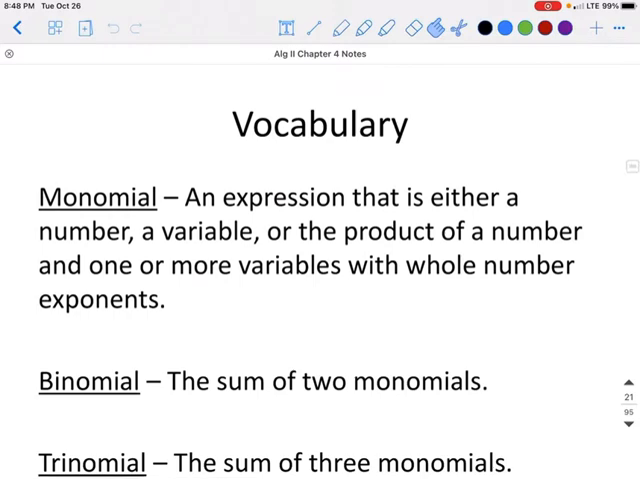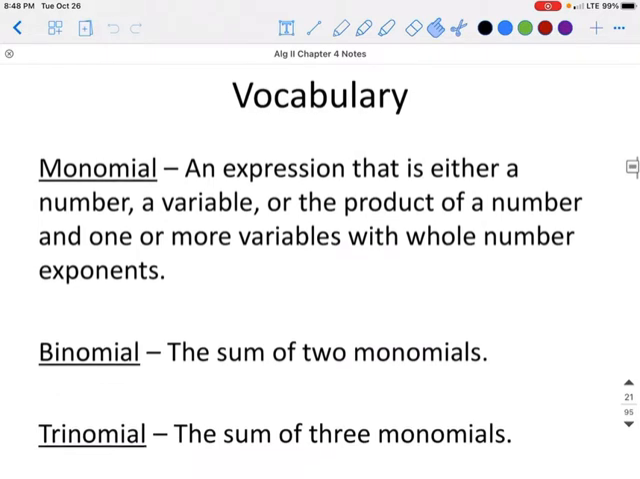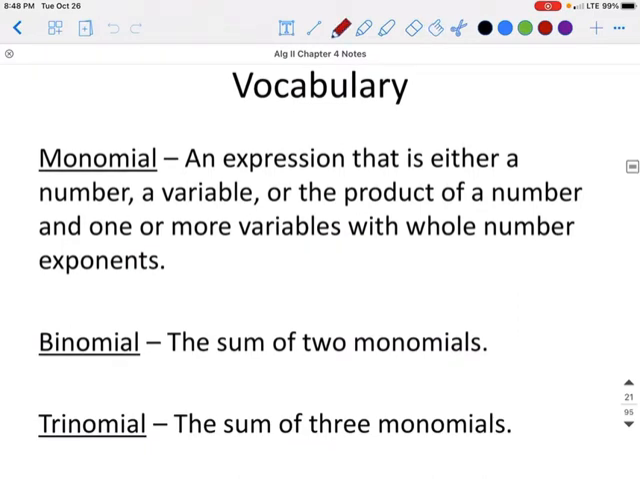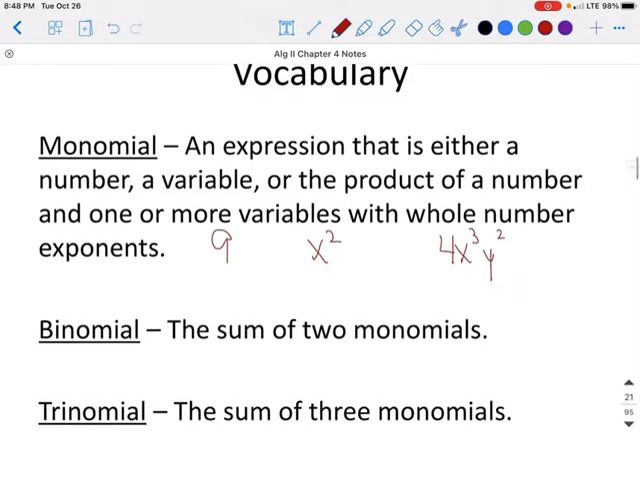A monomial is an expression that is either a number, a variable, or a product of a number and one or more variables with whole number exponents. An example of a monomial just means it has one term. So 9 would be a monomial. X squared would be a monomial. 4x cubed y squared would also be a monomial. There is only one term, there's no addition or subtraction.